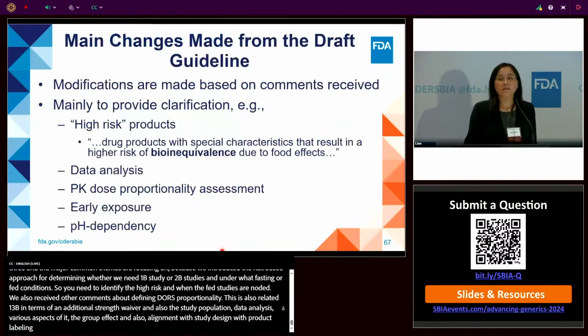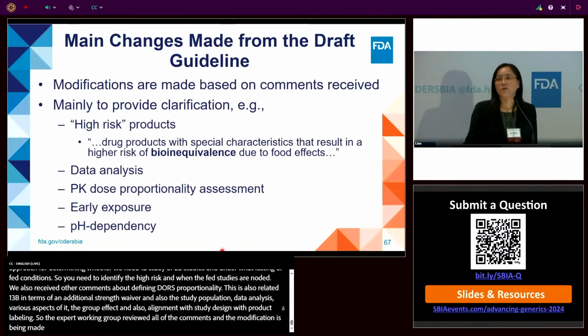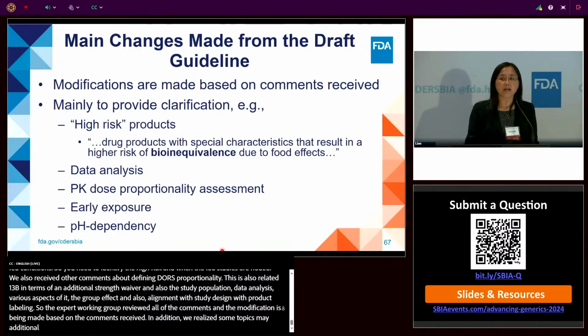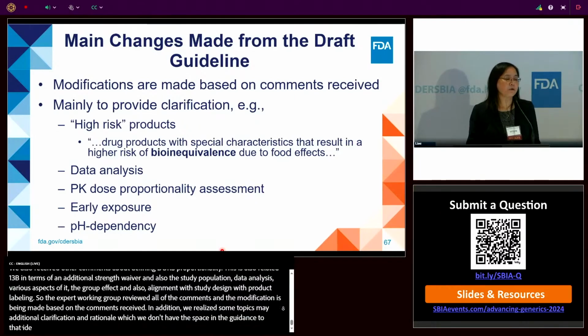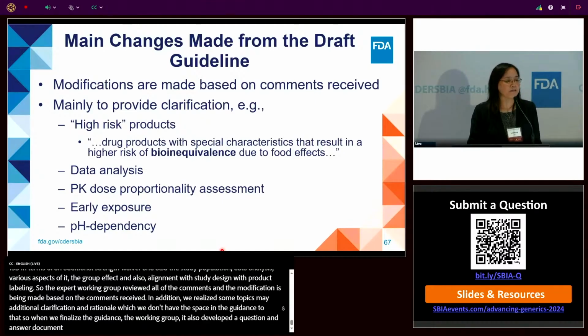The expert working group reviewed all the comments, and modifications were made based on them. We also realized some topics may need additional clarification or rationale, which we don't have the space in the guidance to provide. So when we finalized the guidance, the working group also developed a questions and answers document, published at the same time as the final guidance.